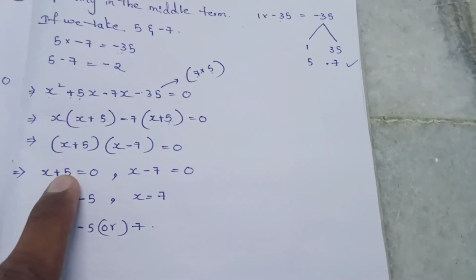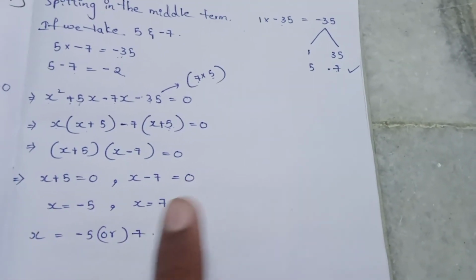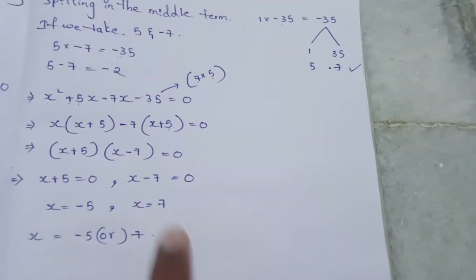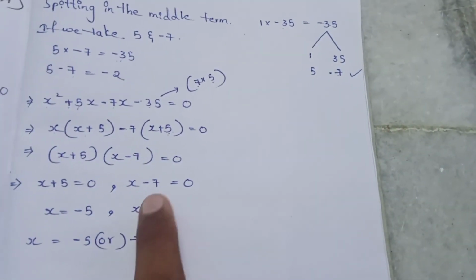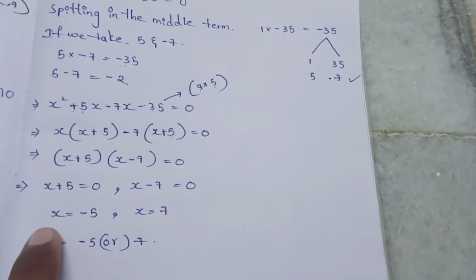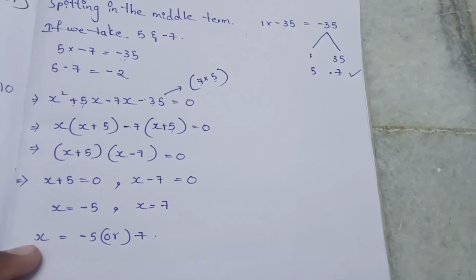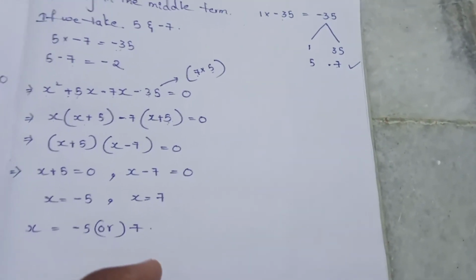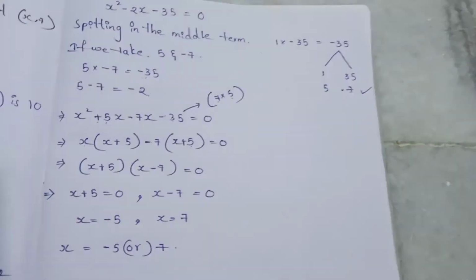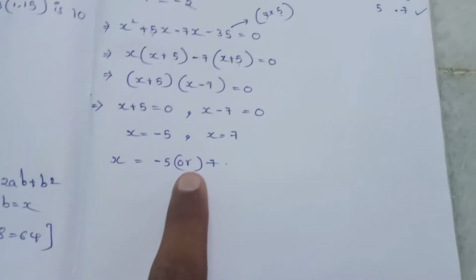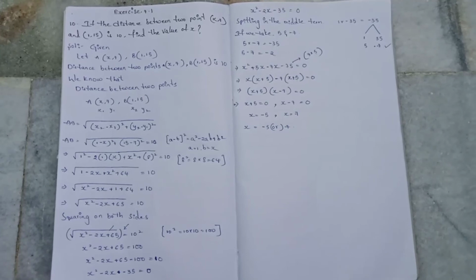When I bring this 5 to the RHS side, it becomes subtraction. x is equal to minus 5. And when I bring this minus 7 to the RHS side, it becomes addition, because minus becomes plus. x is equal to 7. So what values of x are we getting here? Minus 5 or 7. This is the value of x we had to find. So the values of x are minus 5 or 7.